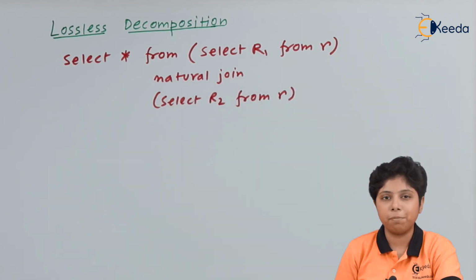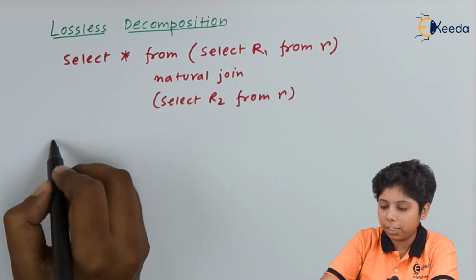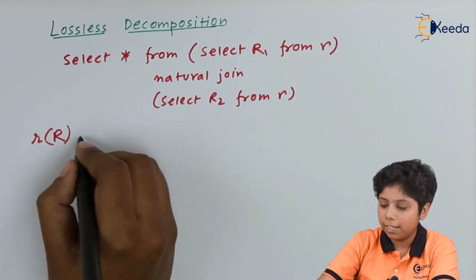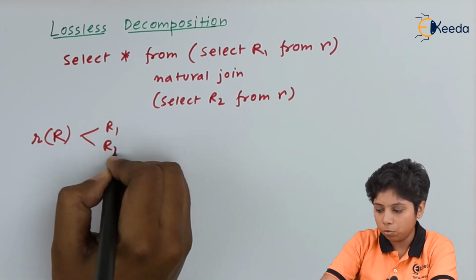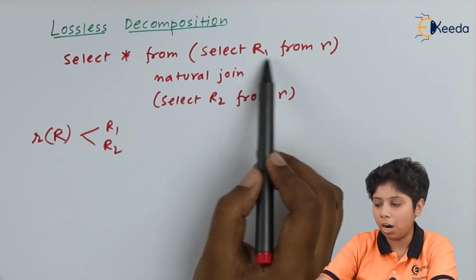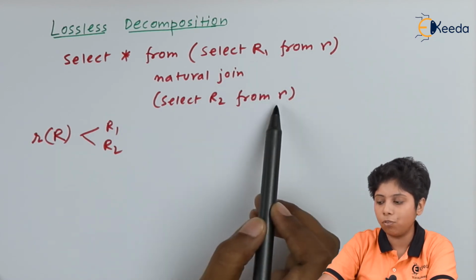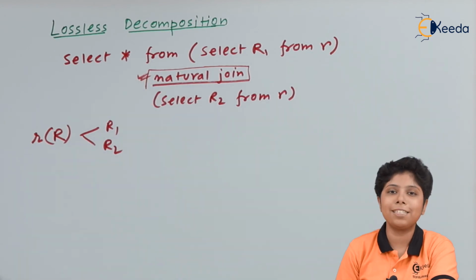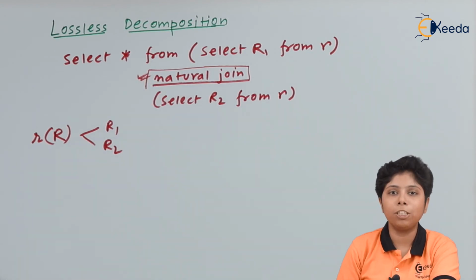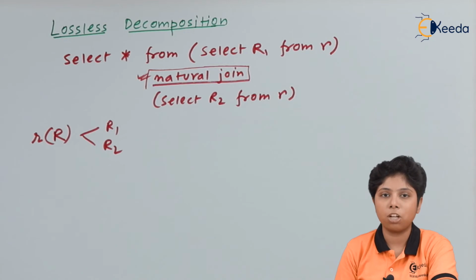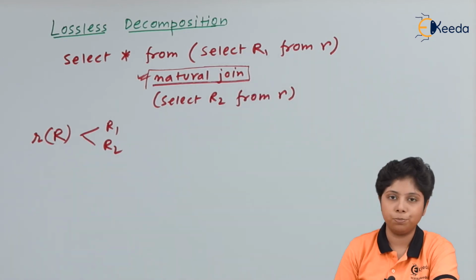Now that we have decomposed our relation R into 2 parts, that is R1 and R2, if we put an SQL query like select all from R1 natural join R2, the lossless decomposition suggests that all the data that were preserved in R are also present in the resultant relation as a combination of R1 and R2.